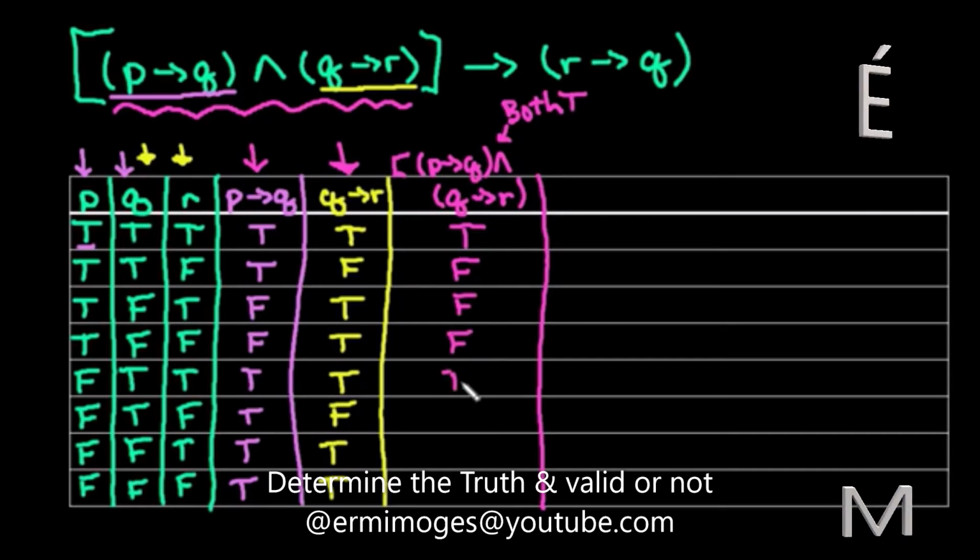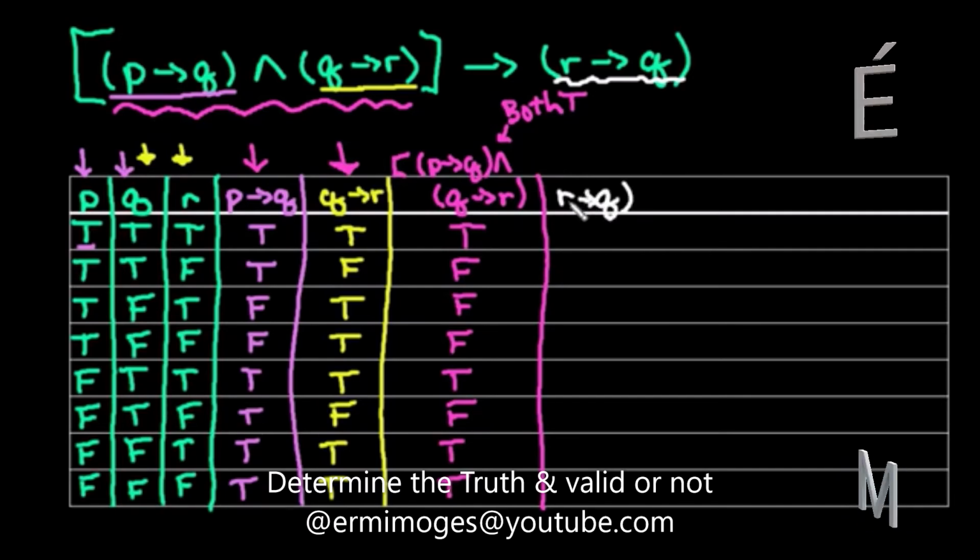True, true is true. True, false is false. True, true is true, and true, true is true. So if they're both true, then we would assign a truth value of T to this column. If they are not both true, then we say that it is false. All right, so now we need this group, R then Q. We haven't done that column yet, so we need R then Q.